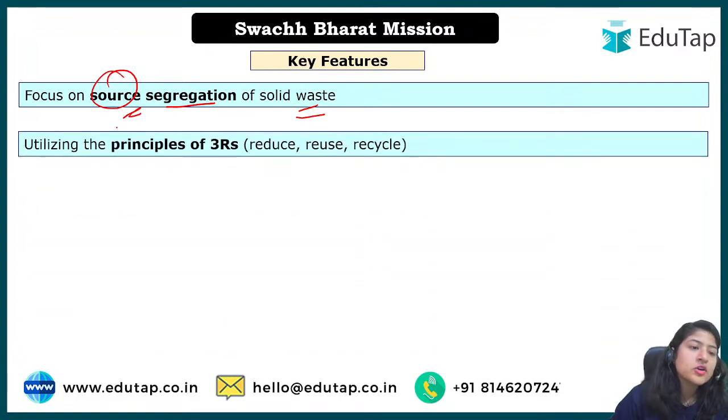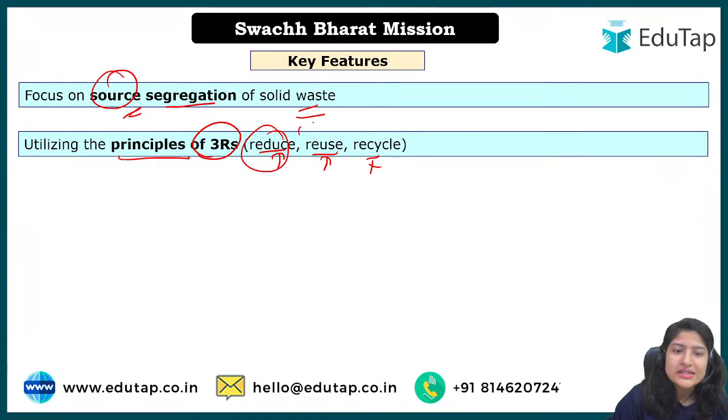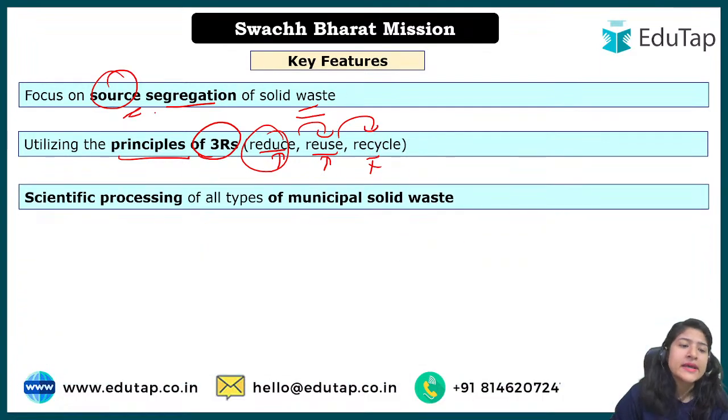Second, we are talking about utilizing the principles of 3 Rs. This is very important, and we are studying it from the early childhood, right? It is reduce, reuse, and then recycle. Reducing the wastage, reusing the things that can be reused, and then recycling it, not just throwing it away like in a garbage, right?